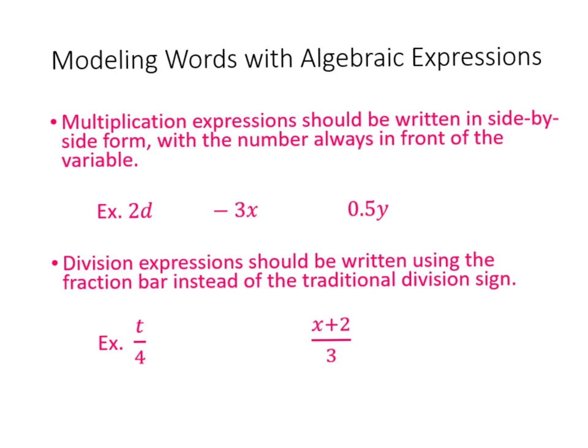Multiplication expressions should always be written in side-by-side form with the number always in front of the variable. Some examples of that are 2d, indicating 2 times d, negative 3x, and 0.5y. In addition, division should always be expressed using the fraction bar instead of the traditional division sign. Some examples of that are t over 4 and x plus 2 over 3.